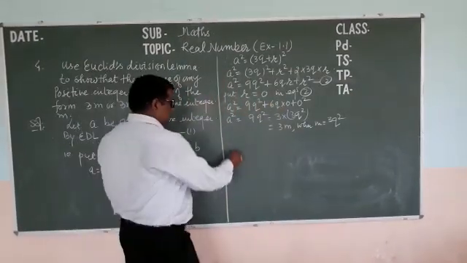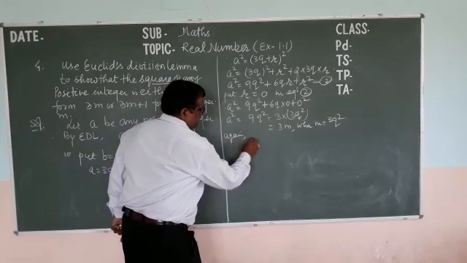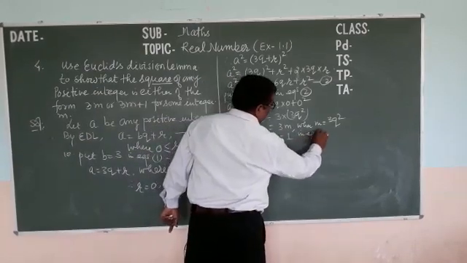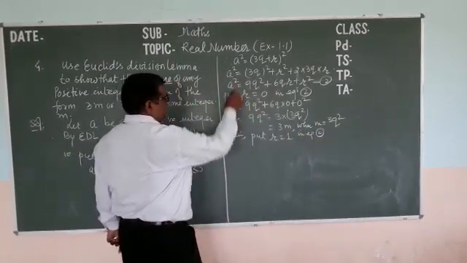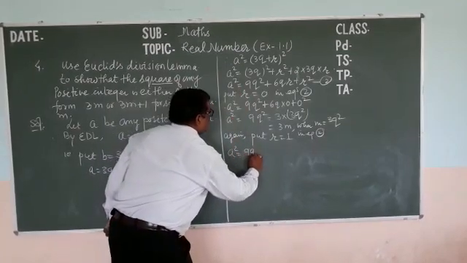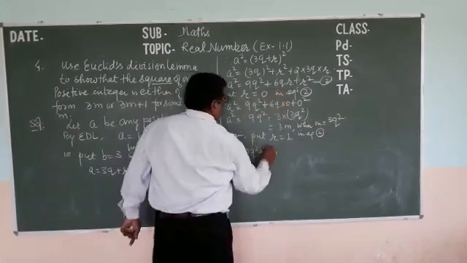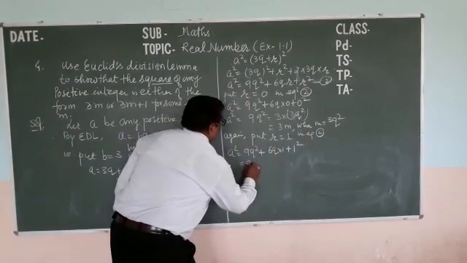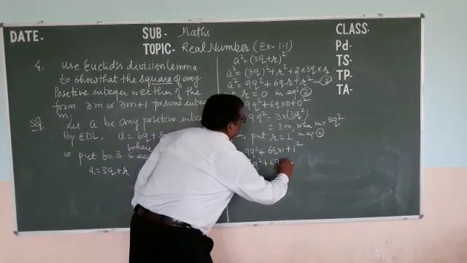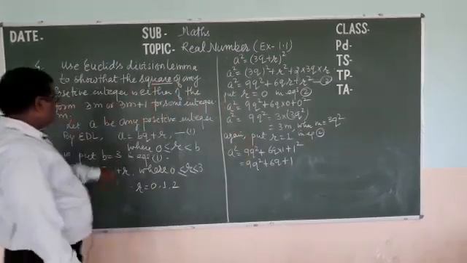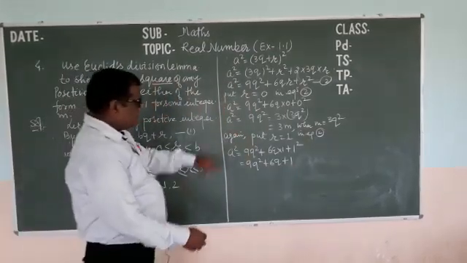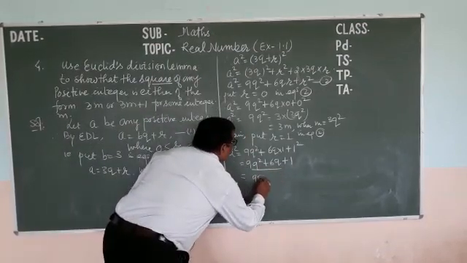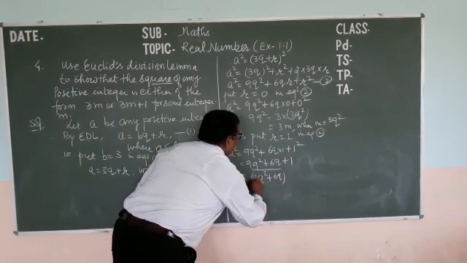Again, put r is equal to 1 in equation 2. Now we get a square is equal to 9q square plus 6q into 1 plus 1 square. This is 9q square plus 6q plus 1. Now this is to be written in the form of 3m plus 1, so take this 1 as it is.